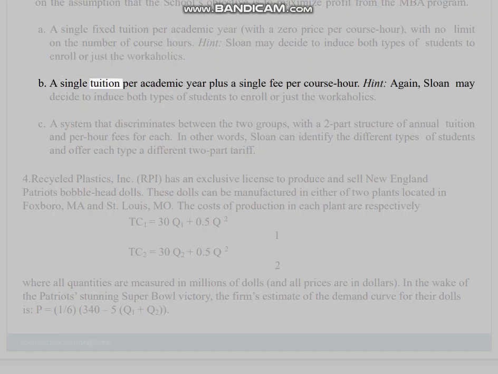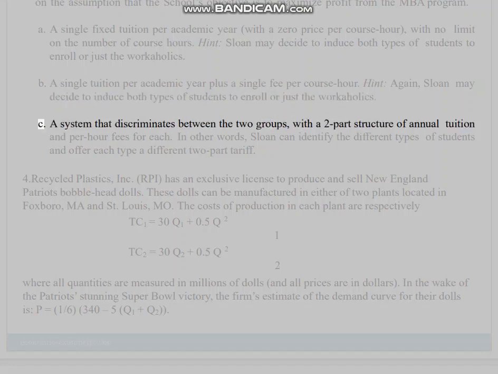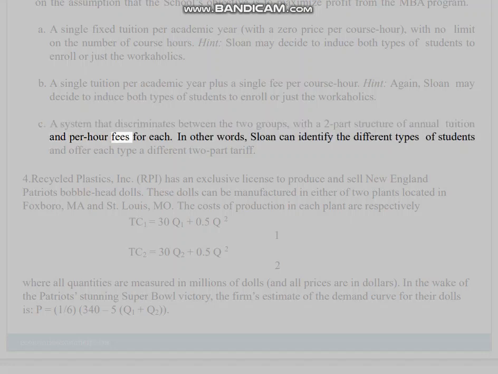B. A single tuition per academic year plus a single fee per course hour. Hint: again, Sloan may decide to induce both types of students to enroll or just the workaholics. C. A system that discriminates between the two groups, with a two-part structure of annual tuition and per-hour fees for each. In other words, Sloan can identify the different types of students and offer each type a different two-part tariff.